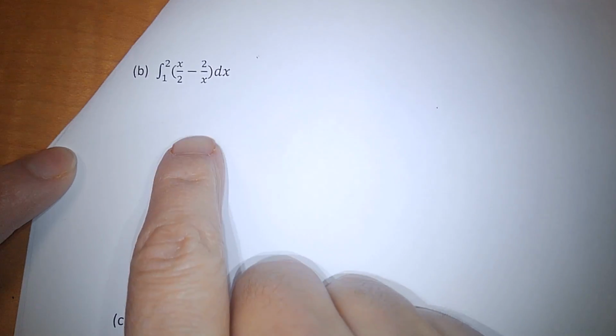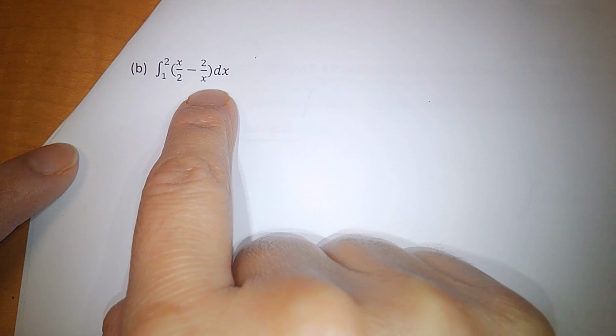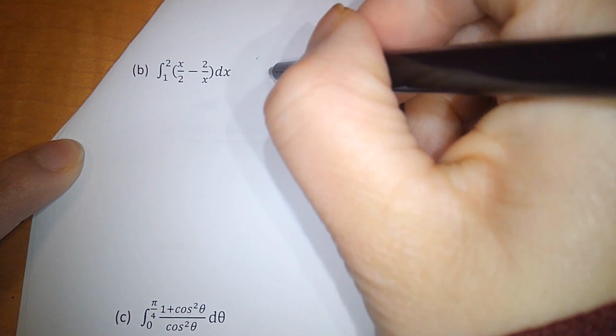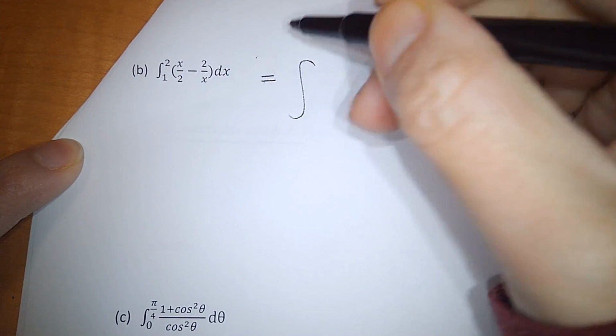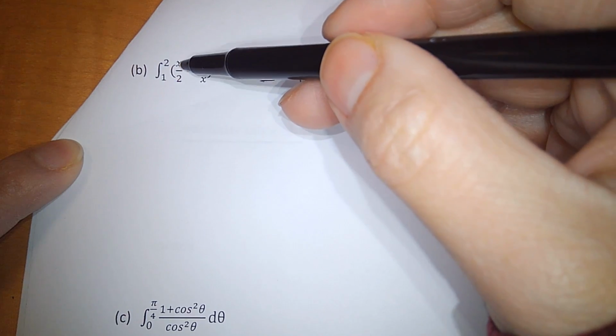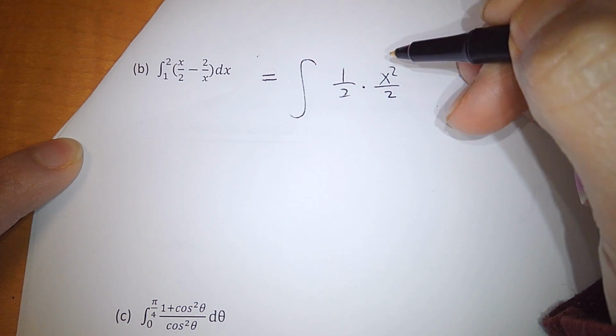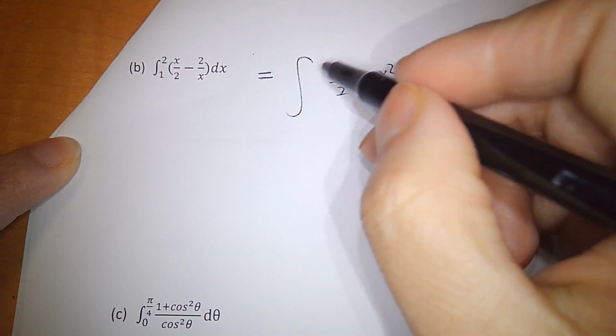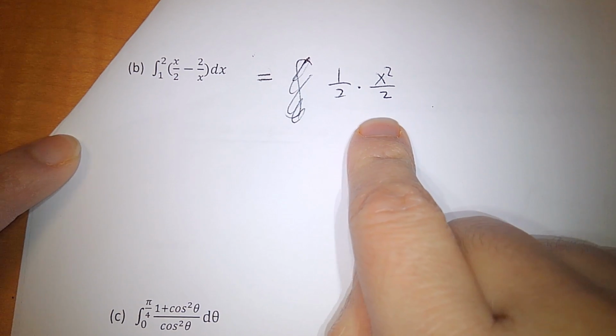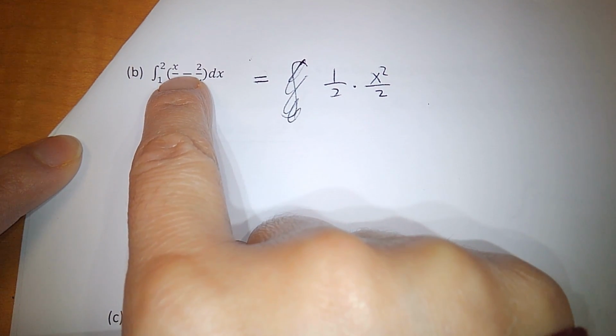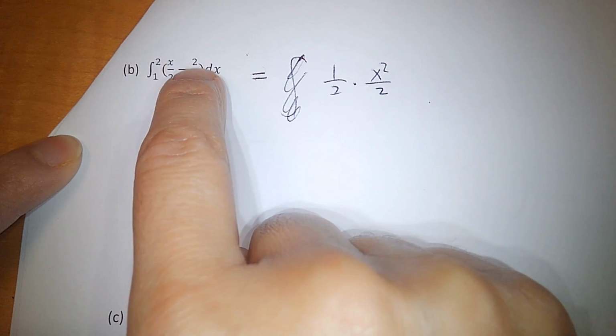Okay. All right. Question B. What is the result for question B? What do you get? You got stuck? Yeah. So we have x over 2, right? So the antiderivative should be 1/2 times x squared over 2, right? Which is x squared over 4. Very good. I cannot use an integral sign because this is the antiderivative, right? And then minus what? 2 times 1 over x.